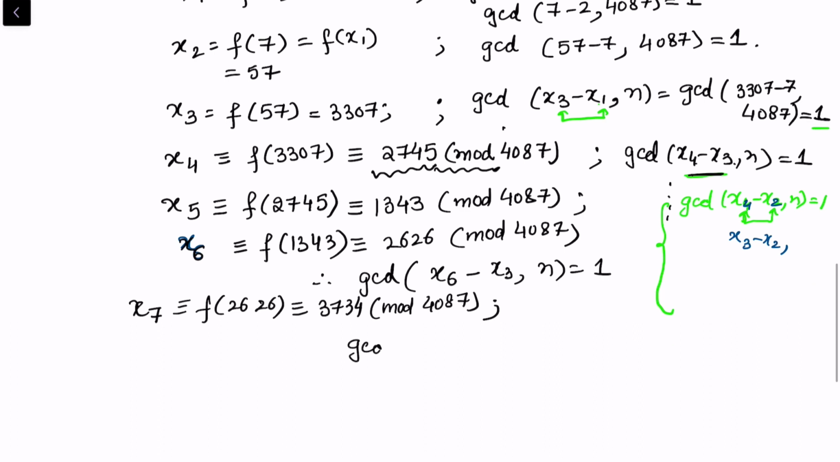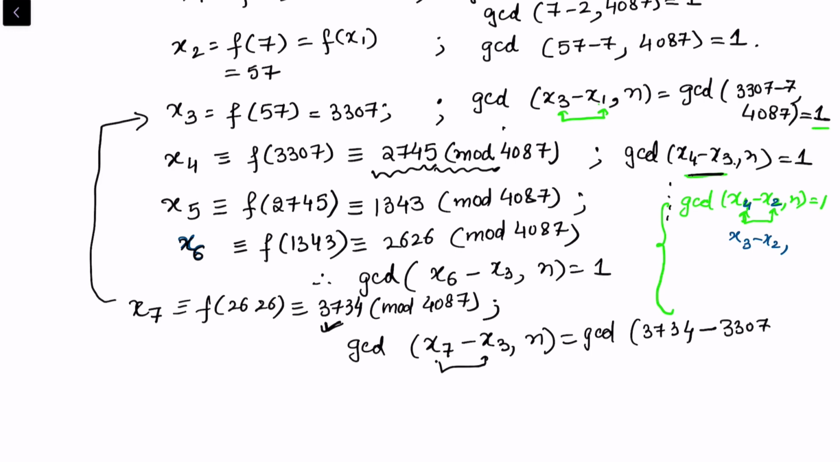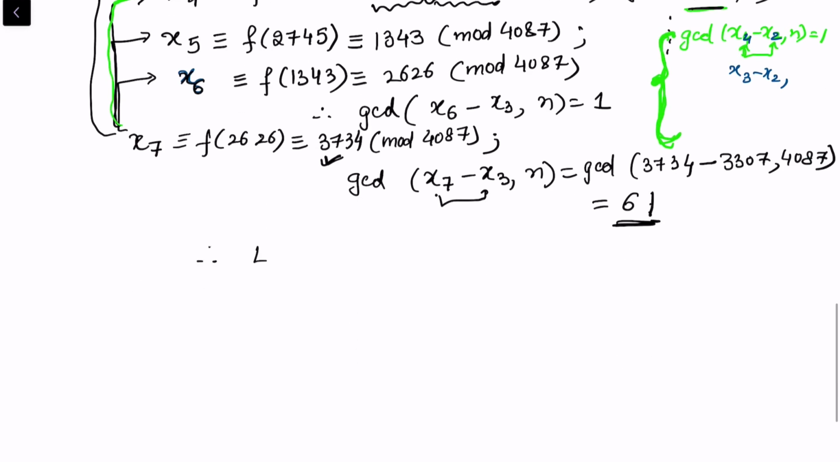And we see here that the GCD of x7 minus x3 and n is equal to the GCD of 3734 minus 3307, that is x7 minus x3, with 4087. This is equal to 61. If I had tried x7 minus x6, x7 minus x5, x7 minus x4, I would find that their GCD is 1. So this is one step that we can even improve on in this process. But at this moment, we just see that if we find the relevant GCD and get a non-trivial GCD, like 61 is non-trivial, then we obtain a factorization for 4087, that is 61 times 67.